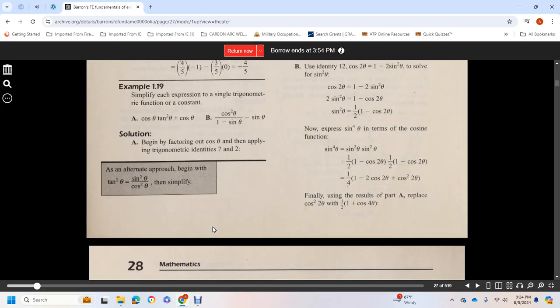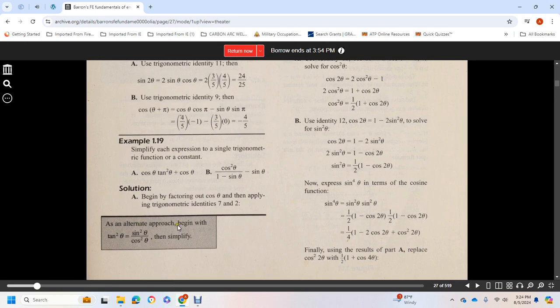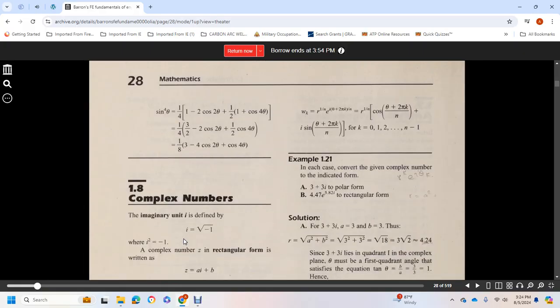And then it gives the examples, and then as an alternative approach, begin with tangent 2 theta equal to sine 2 theta over cosine 2 theta, then simplify.